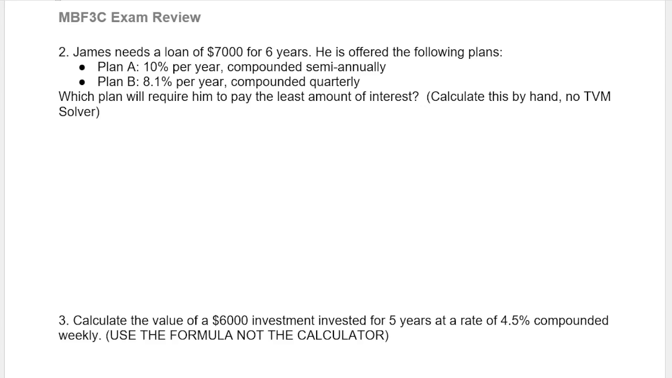All right, halfway through page 7. James needs a loan of $7,000 for 6 years. He is offered the following options for plans. Plan A, 10% per year.